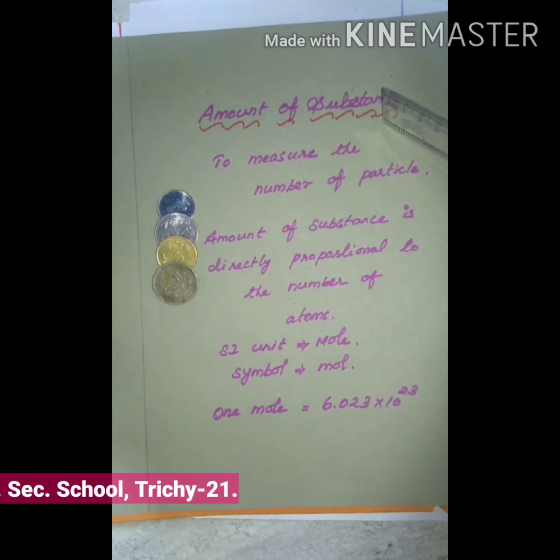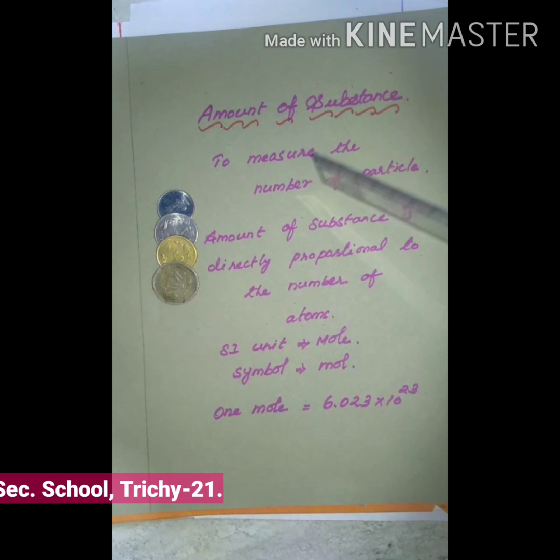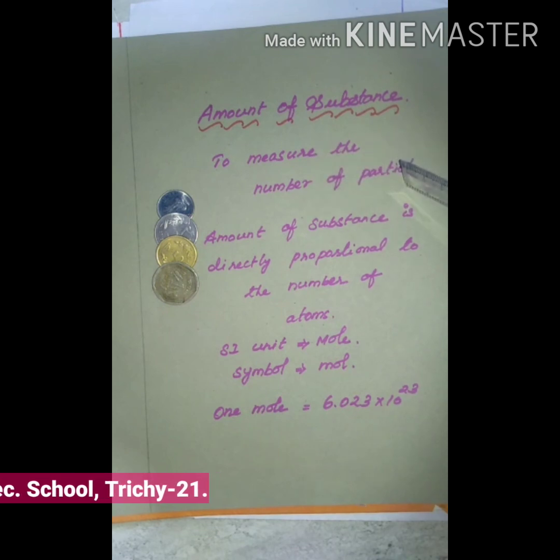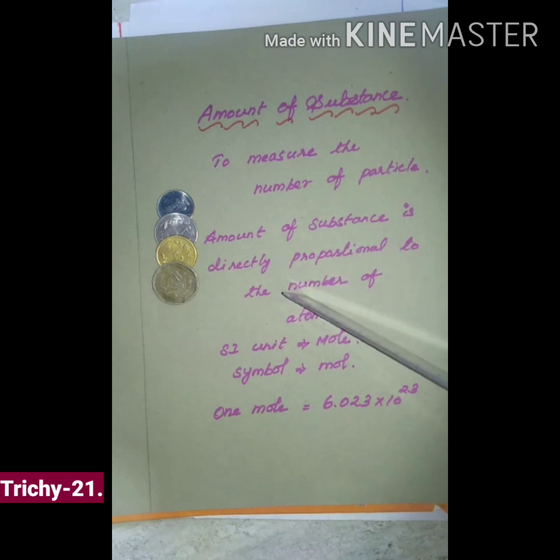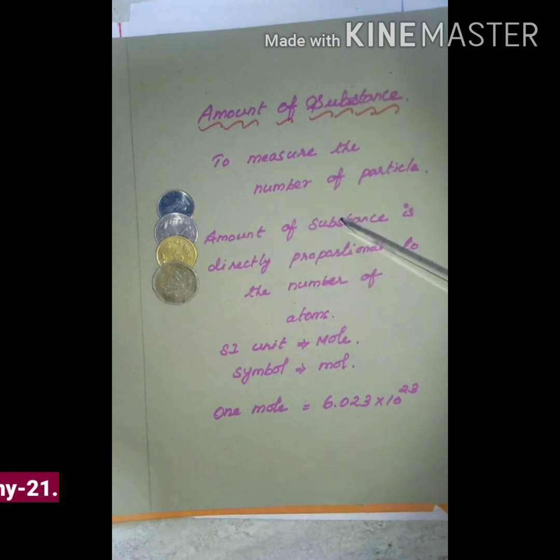So, amount of substance measures the number of particles. What is meant by particle? Particle means atoms, molecules and ions. So, the amount of substance is directly proportional to the number of atoms. What is meant by amount of substance? The amount of substance is directly proportional to the number of atoms.